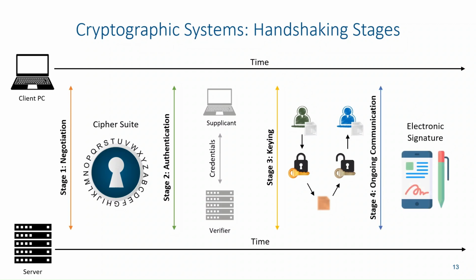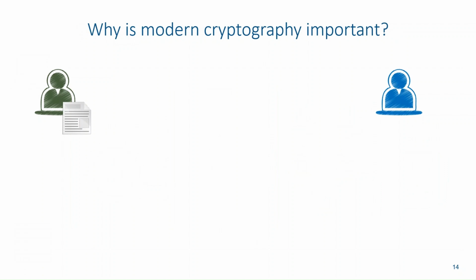The fourth stage is ongoing communication. This ensures message-by-message confidentiality, integrity, and authentication, which are some of the security fundamentals that we previously discussed. So it protects against illegitimate messages. They check to see if the messages are actually what they were, instead of alterations having been made, etc. So why are modern ciphers and cryptography important?